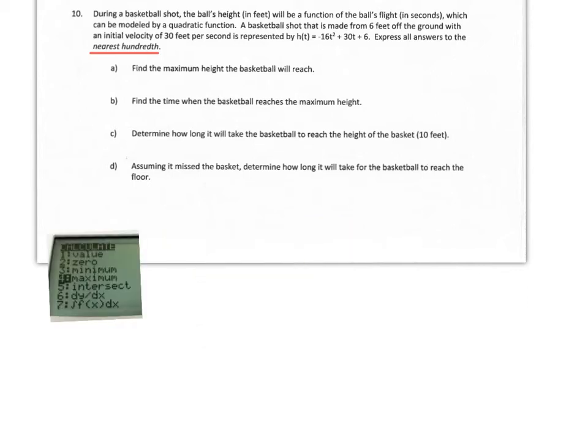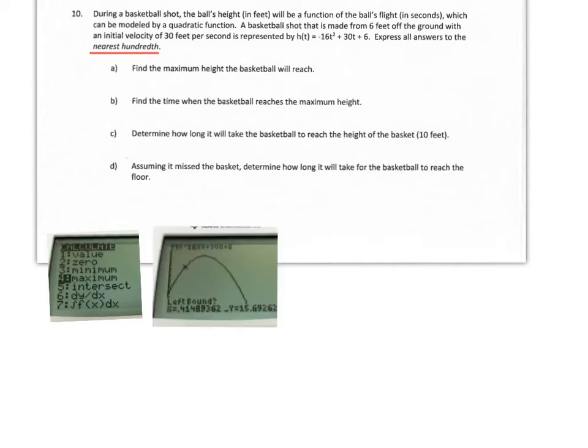Okay, now the calculator is going to ask you to put a left bound and a right bound around the maximum because your graph could have more than one max, right, if it keeps going up and down and up and down. Okay, so you can see here, I took a picture of it, that I just moved my cursor until it was, if this is the max, somewhere to the left of that maximum, so somewhere over here. It'll say left bound, and then you just hit enter.